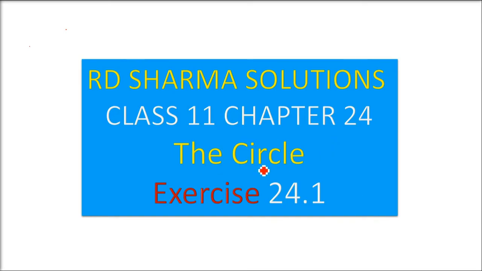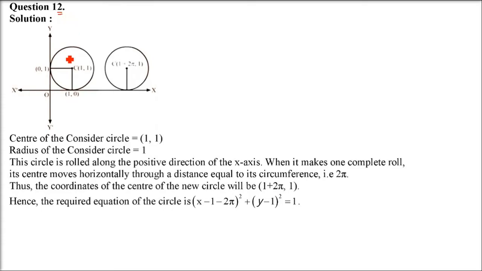This is R.D. Sharma solution, class 11, chapter 24, the circle, exercise 24.1. This is question number 12: the circle x squared plus y squared minus 2x minus 2y plus 1 equals 0. So this is the circle, x squared plus y squared minus 2x minus 2y plus 1 equals 0, and it is rolled along the positive direction of the x-axis and makes one complete roll. Find the equation of its new position.